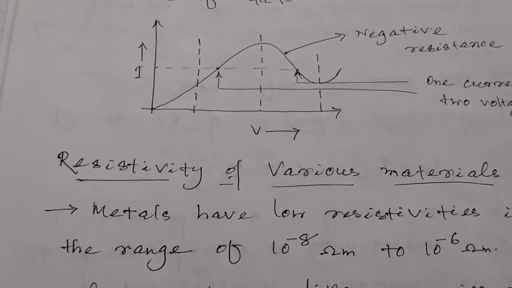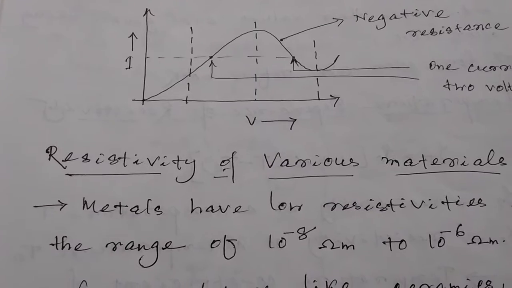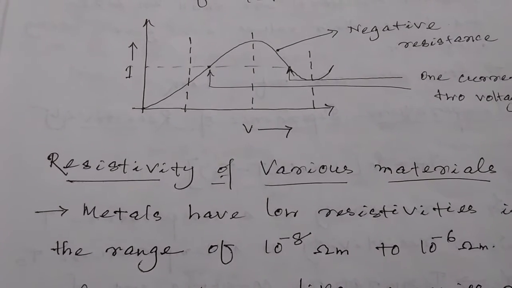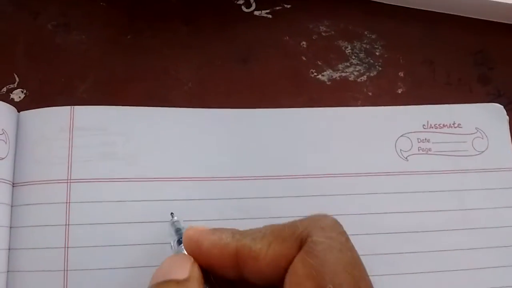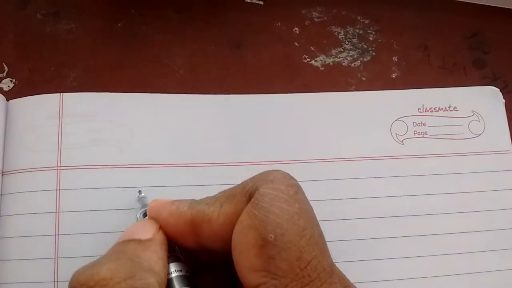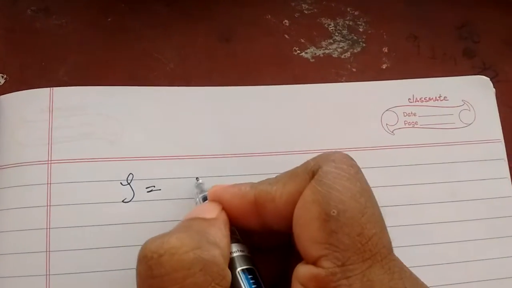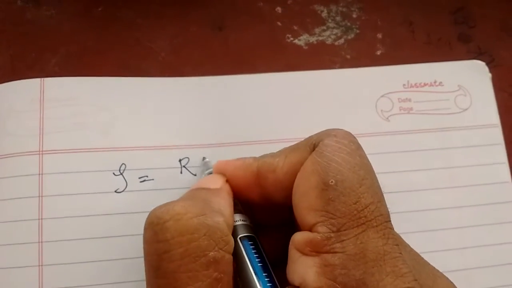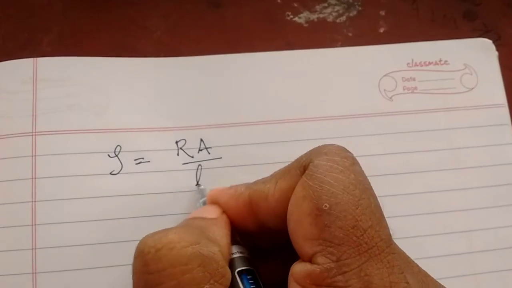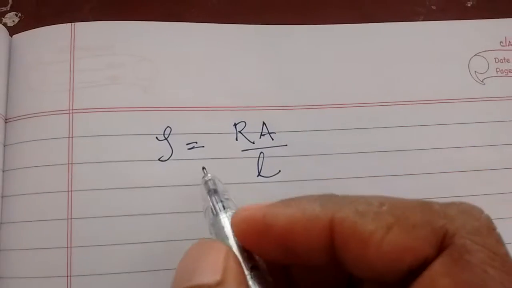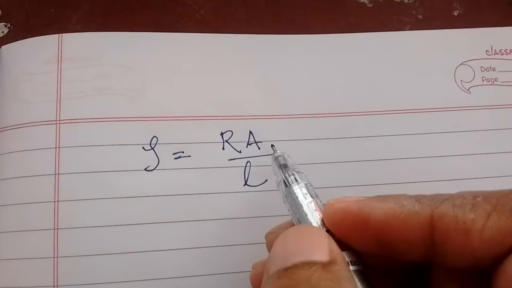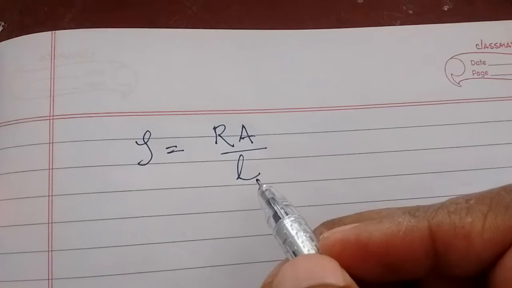Today our first topic is resistivity of various materials. First of all, what is resistivity? We have already discussed in the previous class. Resistivity, rho is equal to R A by L. Rho is the resistivity, R is the resistance, A is area of cross section, L is length.